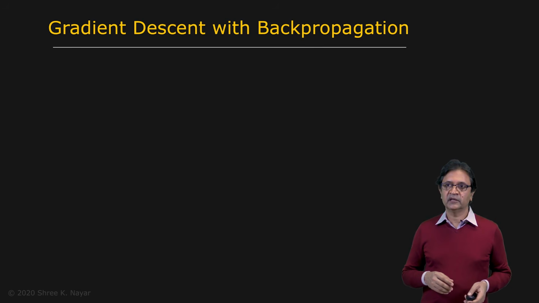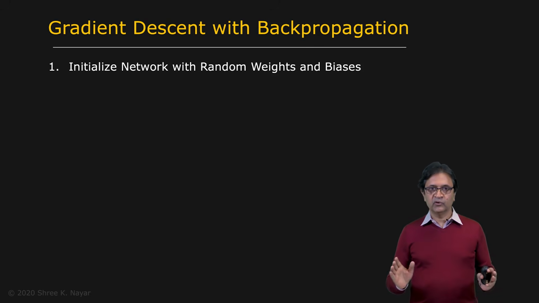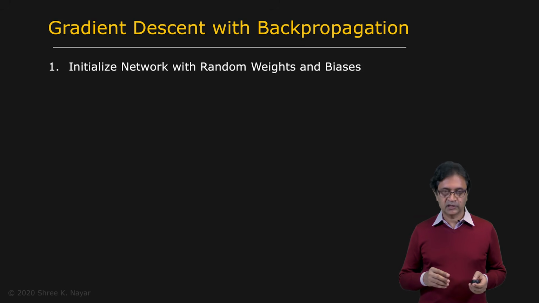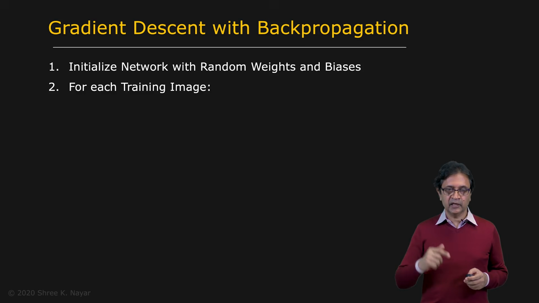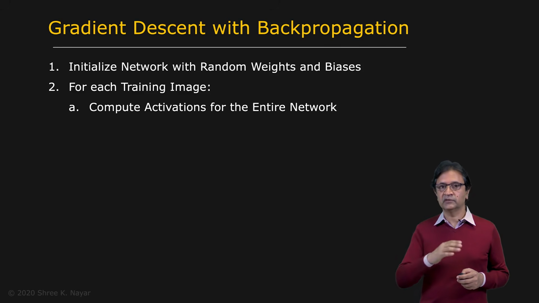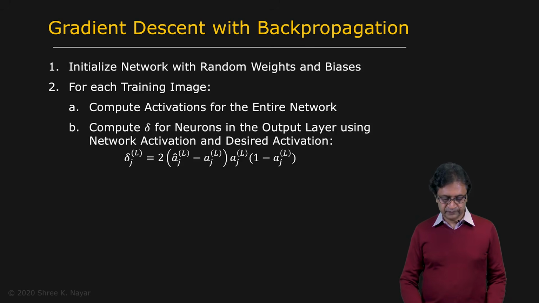So now we can talk about how gradient descent works with backpropagation. This is the outline of the algorithm. As before, we are going to initialize the network with random weights and biases. That's step number one. And then for each training image, we're going to come back and look at the collection of images. But for each training image, we're going to compute the activations for the entire image. That's just feed forward. And then we're going to compute the delta for the output layer, all the deltas for the neurons in the output layer. We know how to do that.